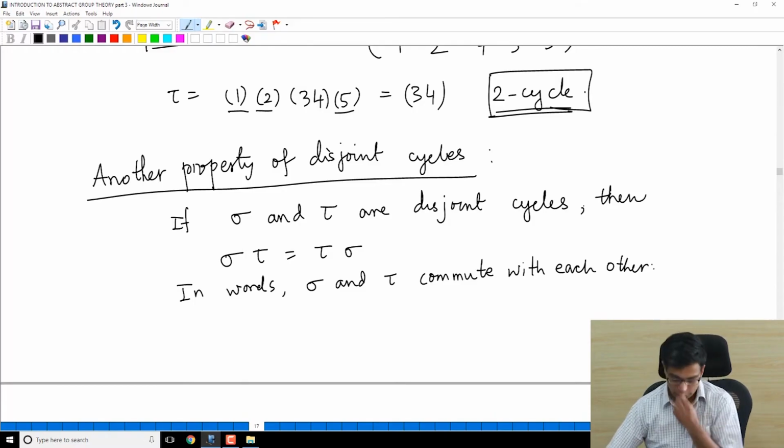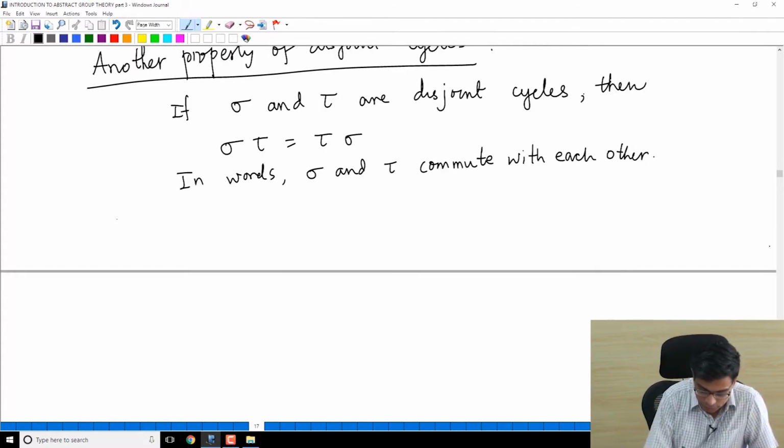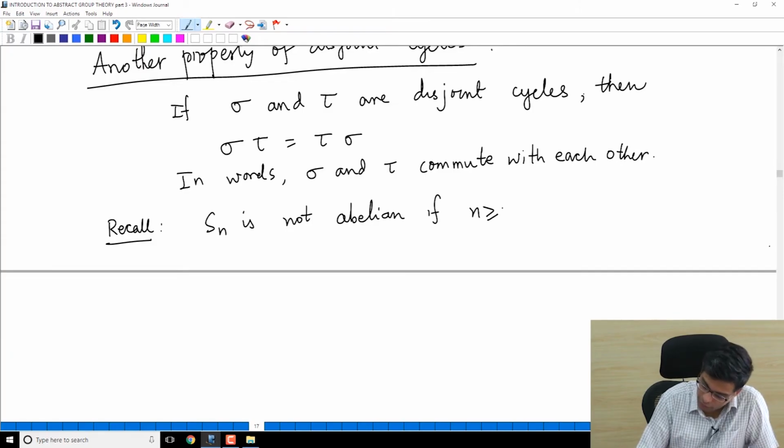See, remember that in general symmetric group is not abelian. S3 we have seen in example, a detailed description of S3 earlier, and we know that S3 is not commutative. So in general 2 elements of S3 do not commute with each other. In fact Sn is not abelian if n is greater than or equal to 3.